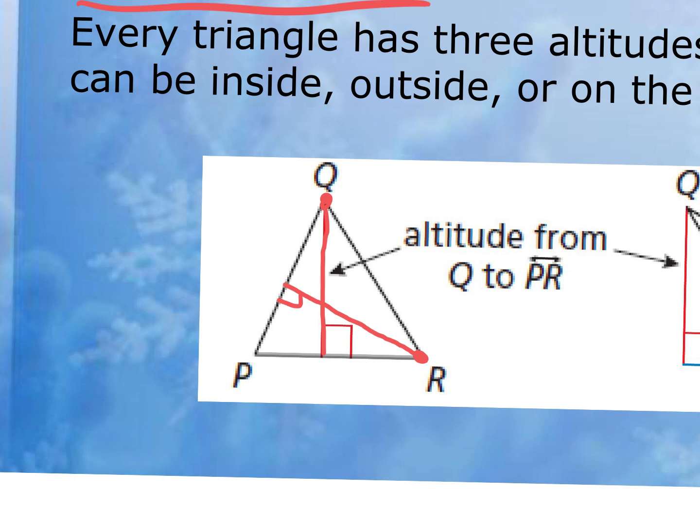Then turn it so that QR becomes your base and P becomes your top vertex. Start at point P and do the same thing. Draw a 90-degree angle with the base. And if you did it correctly, they should all approximately intersect near the same point. Do you guys see that?